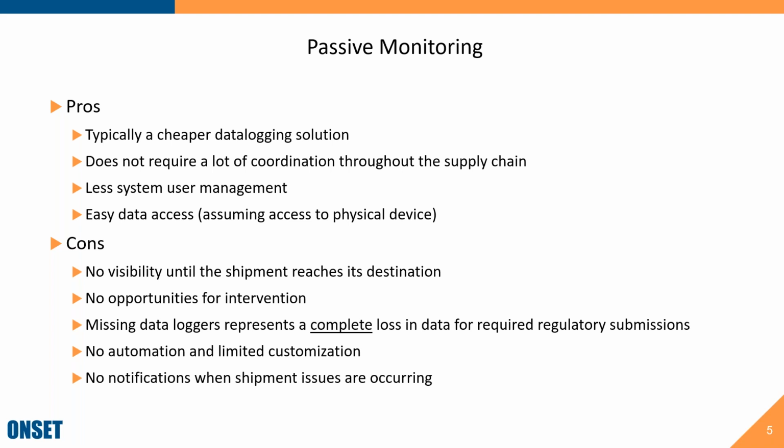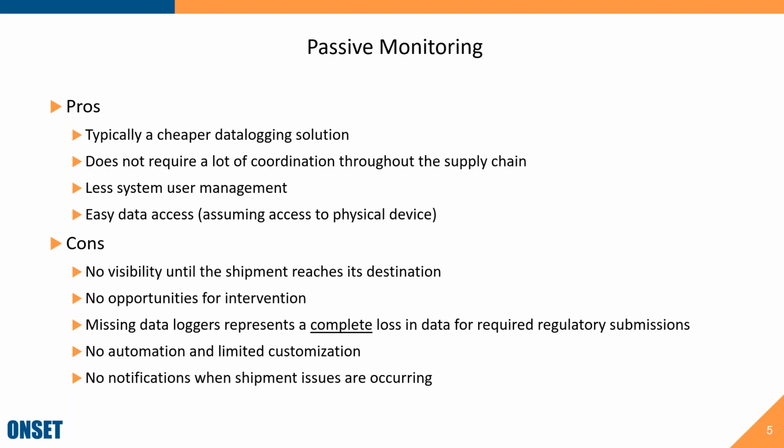It does not require a lot of coordination throughout the supply chain. By that, what we really mean is you don't have to create these really great lines of communication with your supply chain partners to see what's going on with the shipment. It's just, again, origin to destination, you get the data, and then that person does have to do coordination in terms of where to send the data, but it's a little bit simplified in that sense. There's less user management because USB loggers really don't typically require credentials and have easy data access. Anybody in the world can pick up a USB data logger, plug it into the computer, and grab that data.